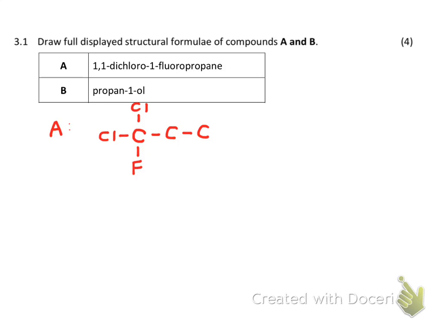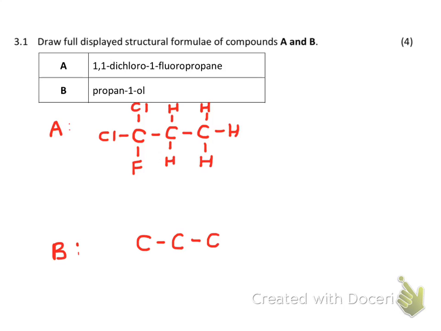1. Now be careful with the symbol for fluorine. Too many people are writing Fl for fluorine. It's not, it's just F. You can check that on the periodic table. And then the next 2 carbon atoms we just fill up with hydrogens, 2 on carbon 2 and 3 on carbon 3. So that's the full displayed structural formula for compound A.